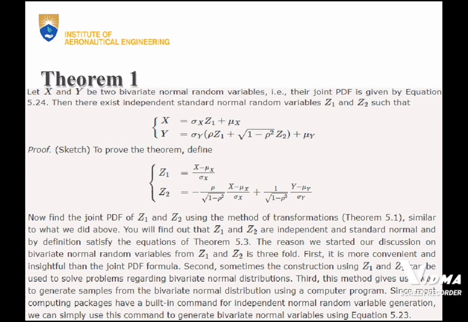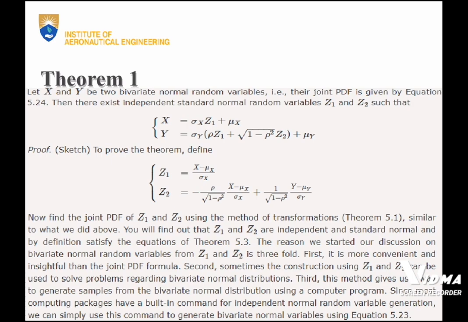Proof. To prove the theorem, we now find the joint PDF of Z1 and Z2 using the method of transformations, similar to what we did above. You will find that Z1 and Z2 are independent and standard normal, and by definition satisfy the equation of Theorem 2.3. The reason we started our definition of bivariate normal random variables from Z1 and Z2 is threefold. First, it is more convenient than the joint PDF formula.